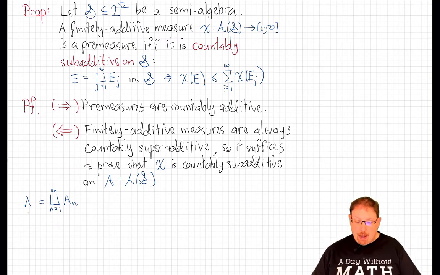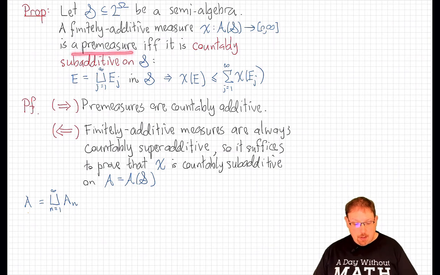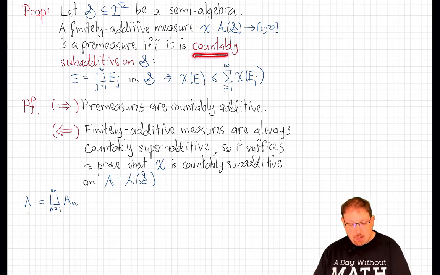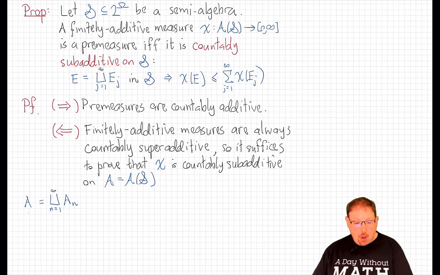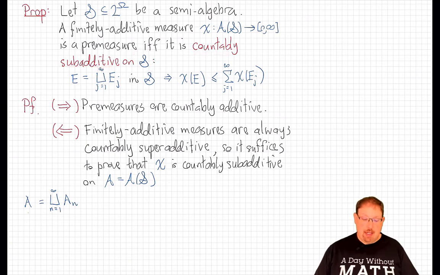Suppose that we have constructed a finitely additive function on the semi-algebra, and so we now know that it extends to a finitely additive measure on the field generated by that semi-algebra. The fact is that that finitely additive measure is actually countably additive, is a premeasure, if and only if it is countably subadditive on just the semi-algebra itself.